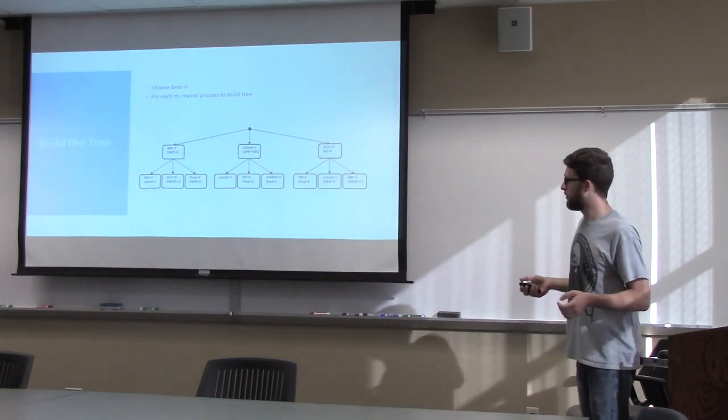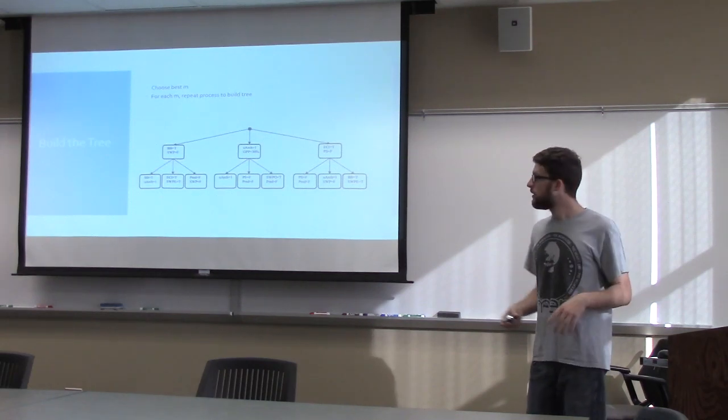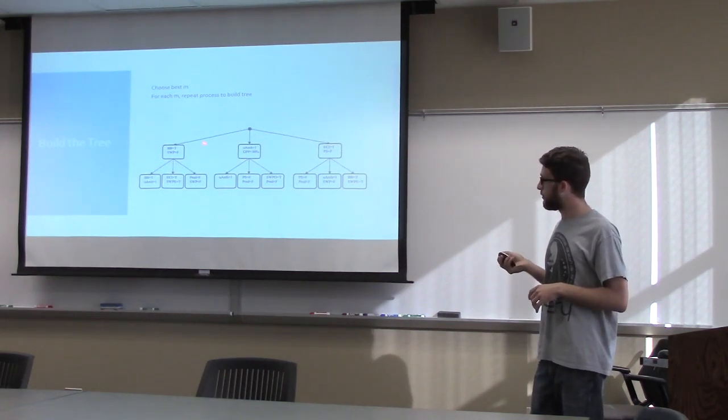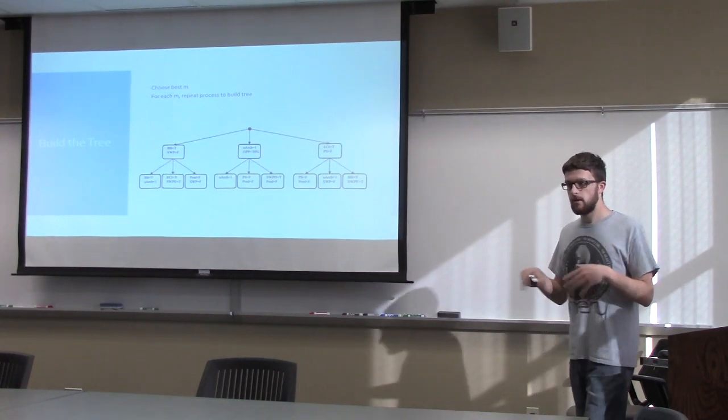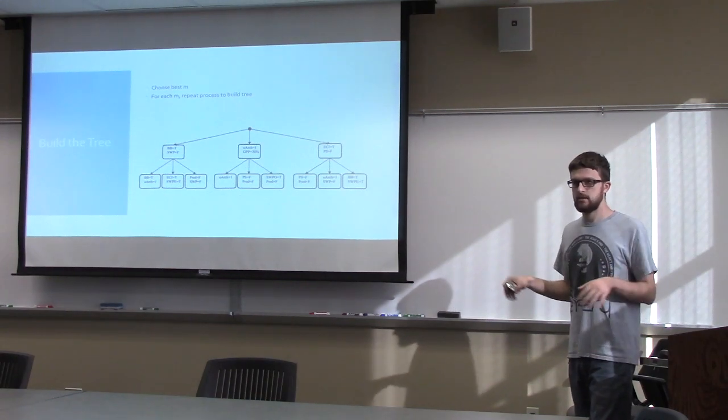Moving on from there, we then build a tree of all the ones that we currently have. We take whichever three perform the best in this case and make the first level of our tree. And then beyond that, we make the next level with the next set of best.